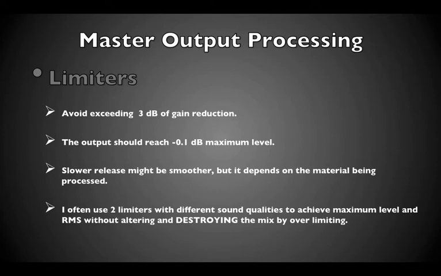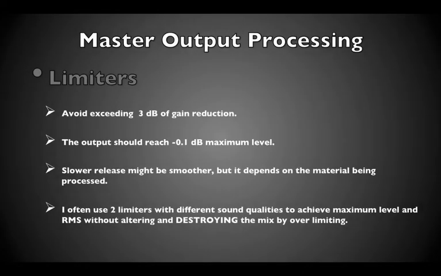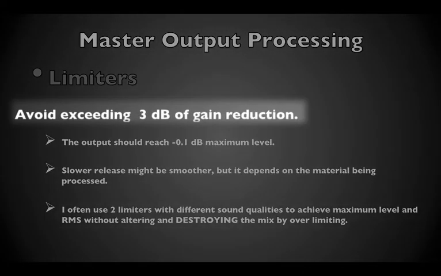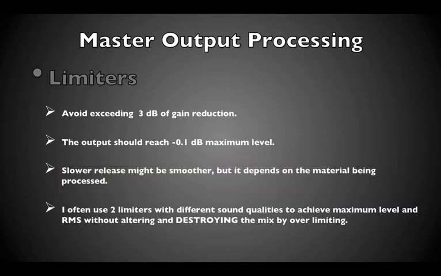But the trick with limiters really is, again, to be very, very careful. You want to get the output up as closely as you can to 0.1 or even 0, but be careful, you could actually create clipping. But you want to avoid exceeding 3 dB of gain reduction. Use slower releases, obviously; when it kicks in, you don't want it to immediately let go again. It will make your track sound like it's pumping. So you want to have a slower release, but it depends a lot on how transient the material is.